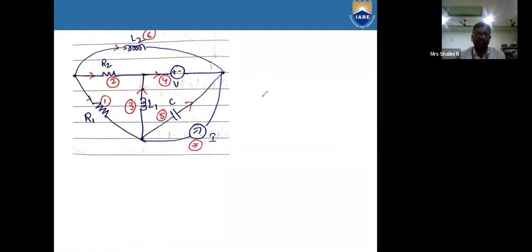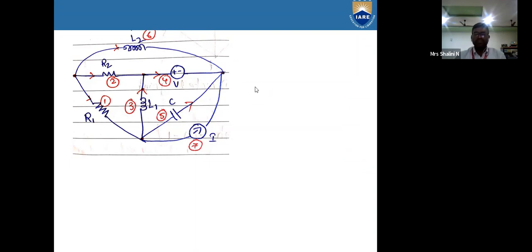In the last class, once again I am repeating graph theory. Graph theory is nothing but a representation of the electrical circuit as a single line diagram. In graph theory, all the voltage sources are represented as short circuits, and the passive elements are represented as short circuits, and all the independent current sources are represented as open circuits.